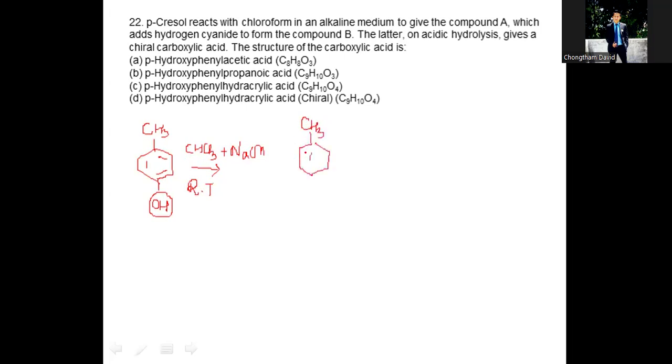That means the structure will now be OH, and at this position you will now have the aldehyde part. It further reacts with hydrogen cyanide according to the question. You will now generate, this is a carbonyl compound. Reaction with hydrogen cyanide gives cyanohydrin.